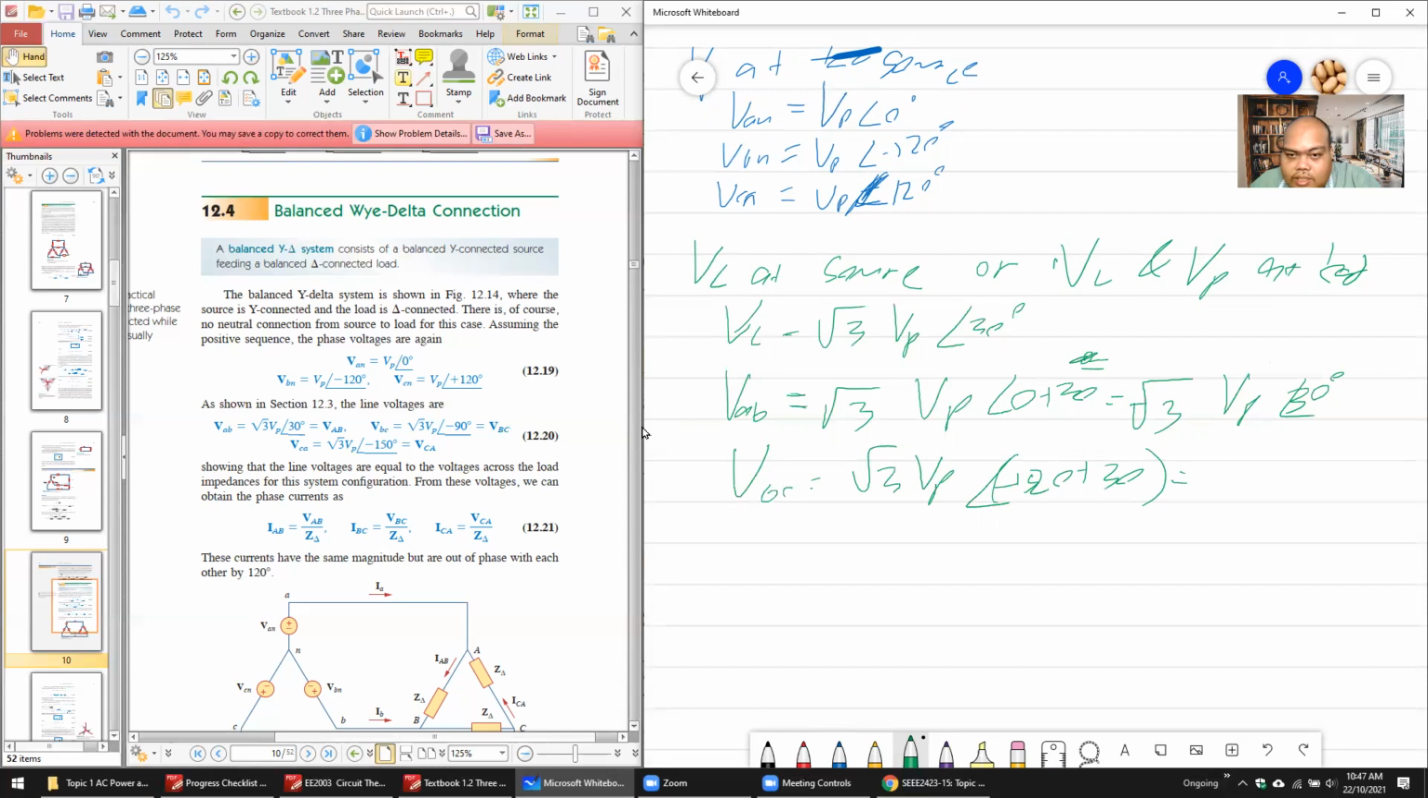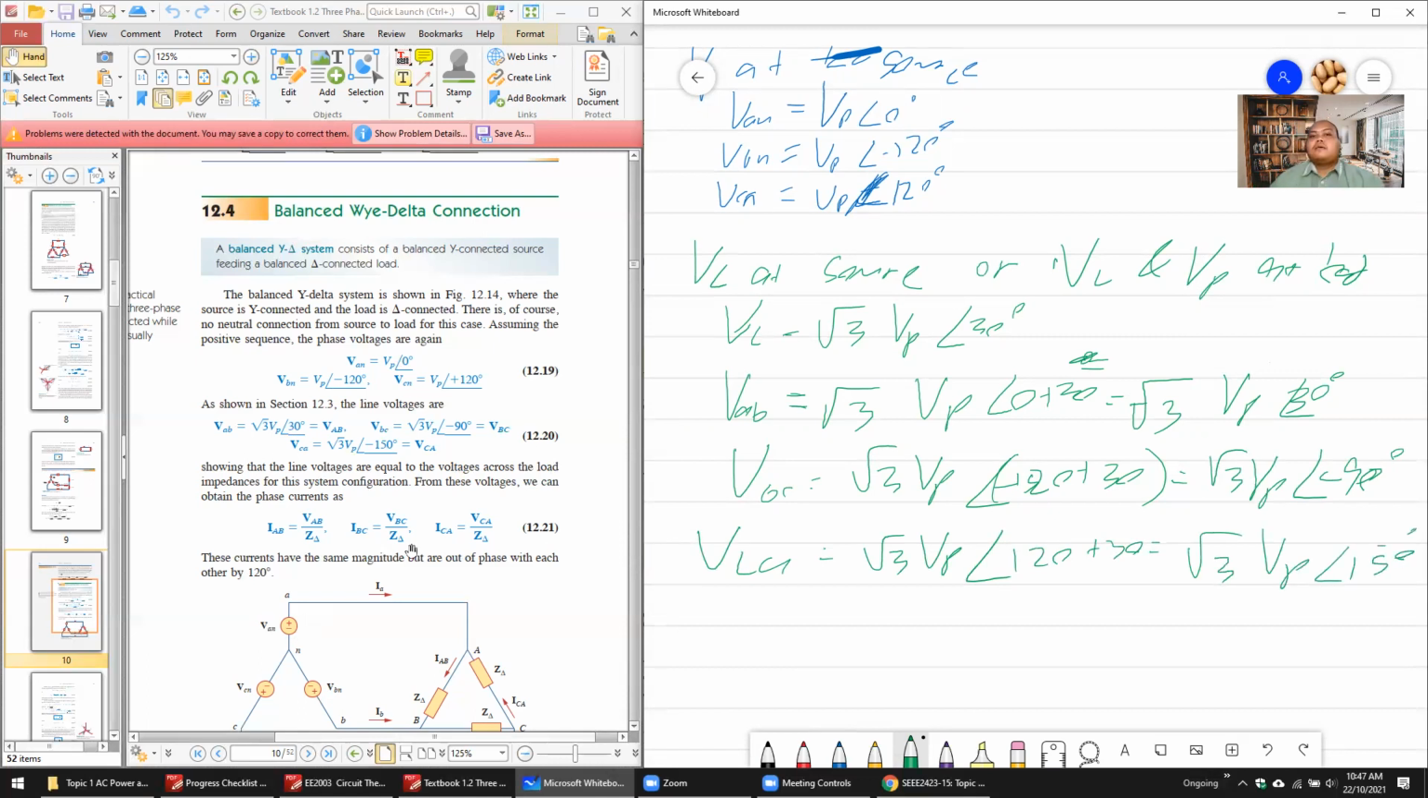Okay, negative 90 degrees: square root 3 VP angle negative 90 degrees. And then VCA is equal to square root 3 VP angle 120 plus 30, which is square root 3 VP angle 150. And then you have to find the current I.